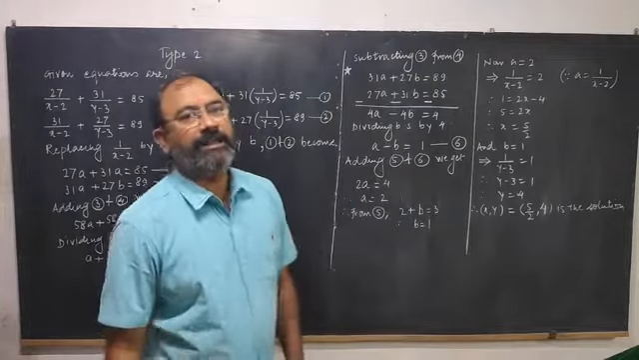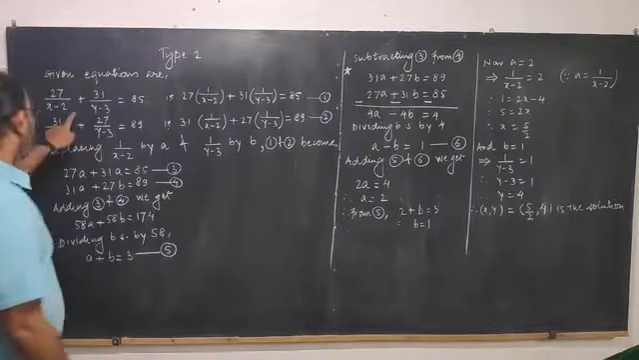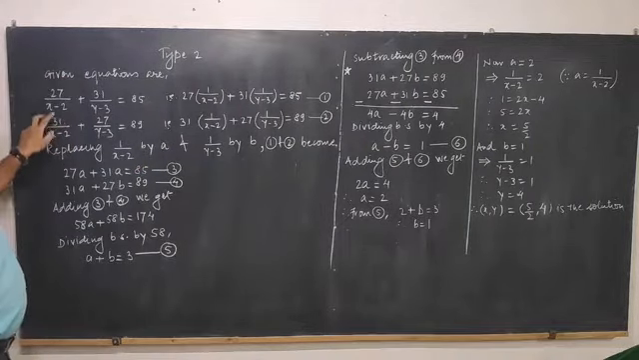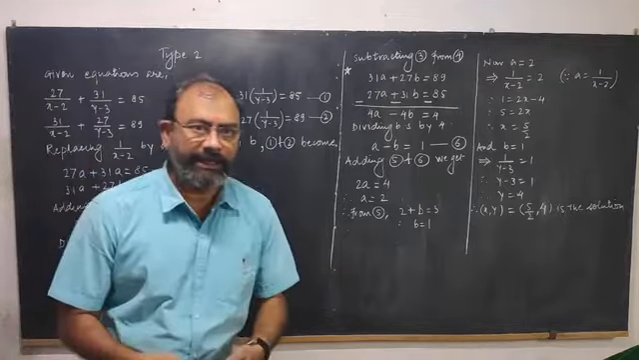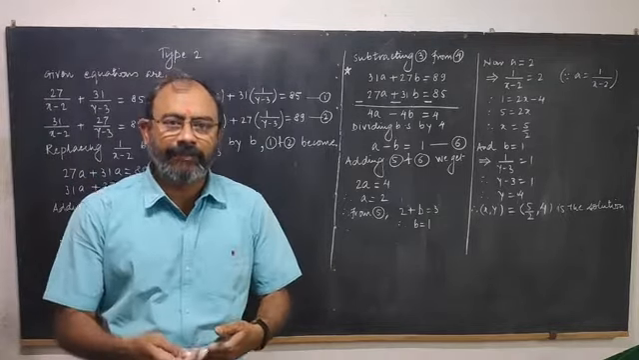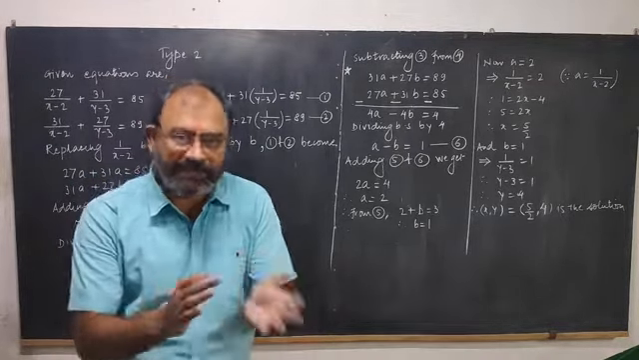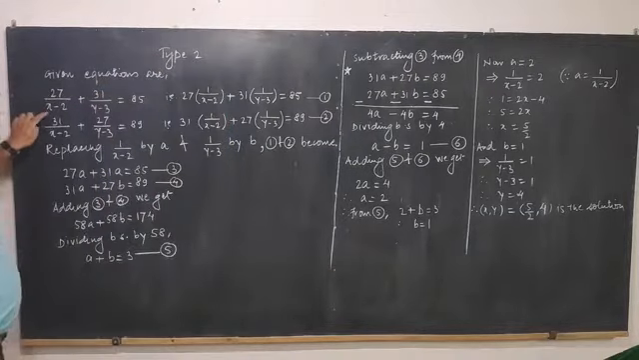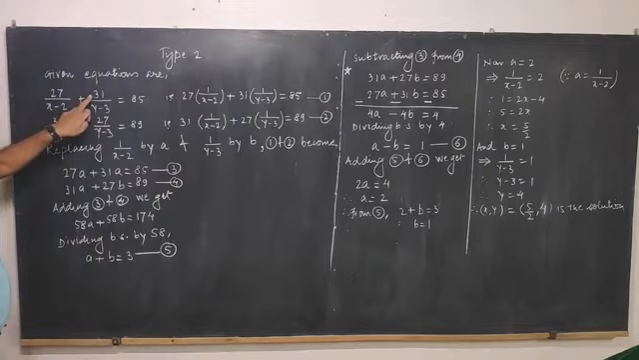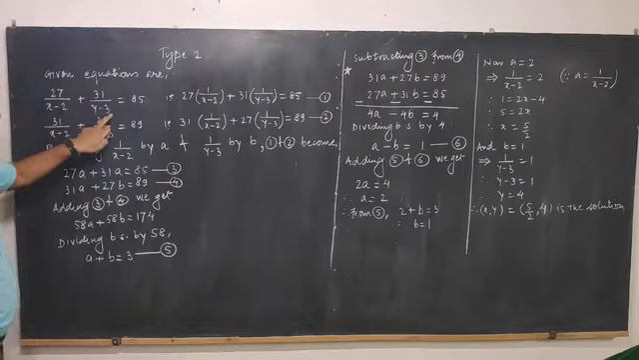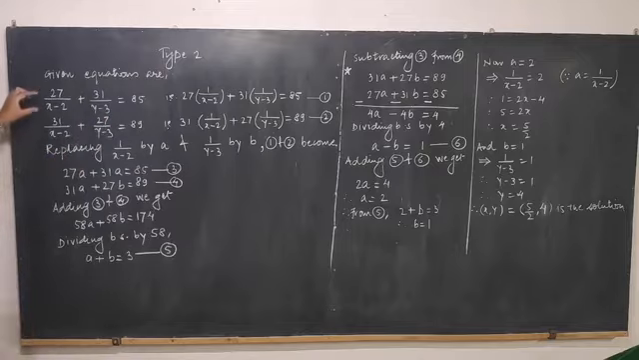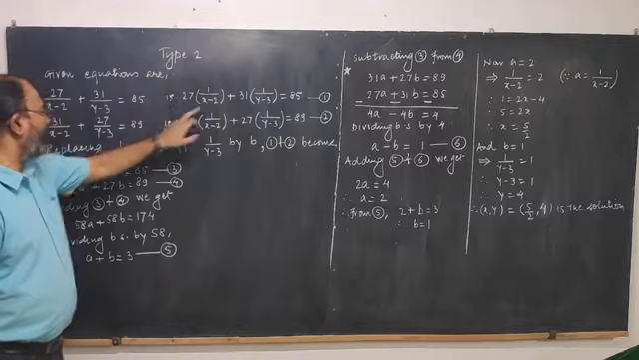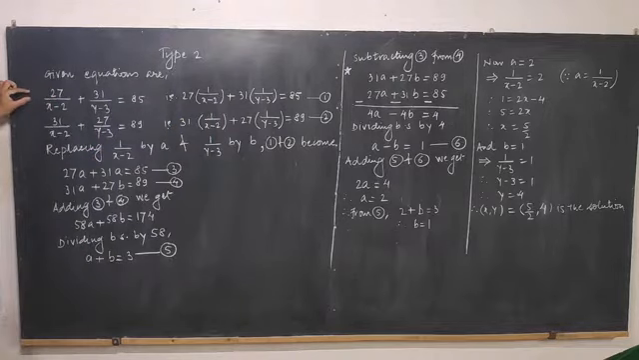Okay, so let us start type 2 examples. These are the given equations where the denominator contains a term like a variable plus a number or a variable minus a number. Here you have 27 upon x minus 2, 31 upon y minus 3, similarly here also. So we write this as 27 into 1 upon x minus 2. This 27 is separated, 31 is also written as the coefficient.